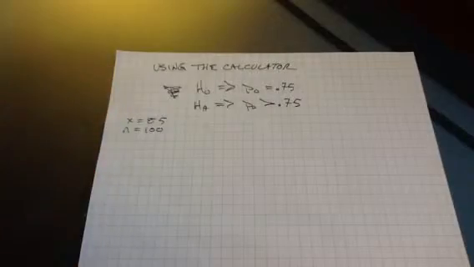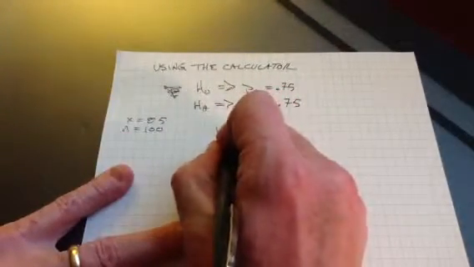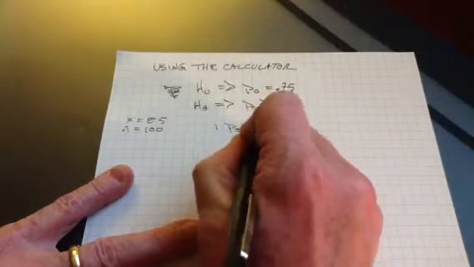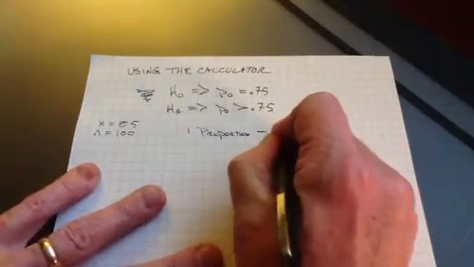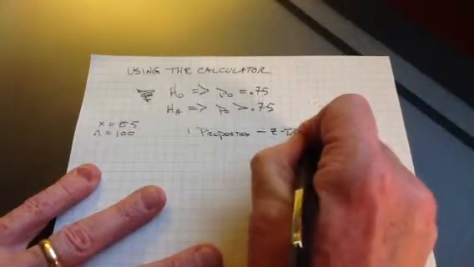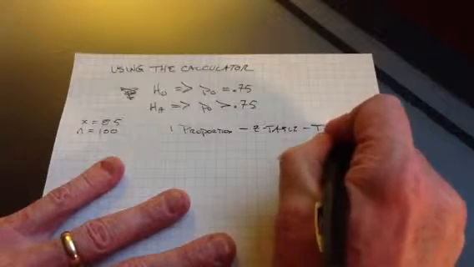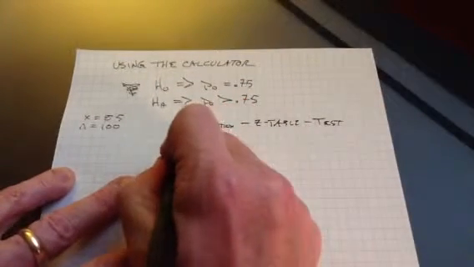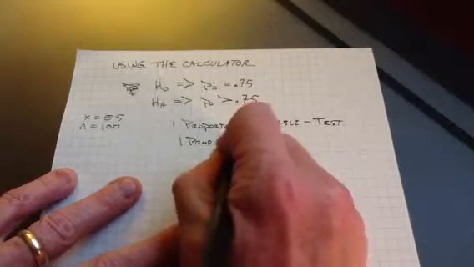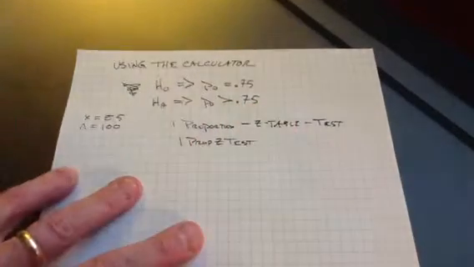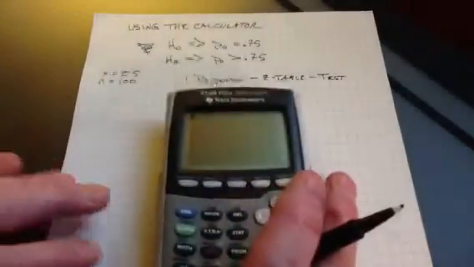So how do I do this on the calculator? Well, I've got one proportion. For proportions, I use the z-table, and it's not an interval, it's a test. So this is 1 prop z test. That's the shorthand on the calculator. I will come on in, take a look.